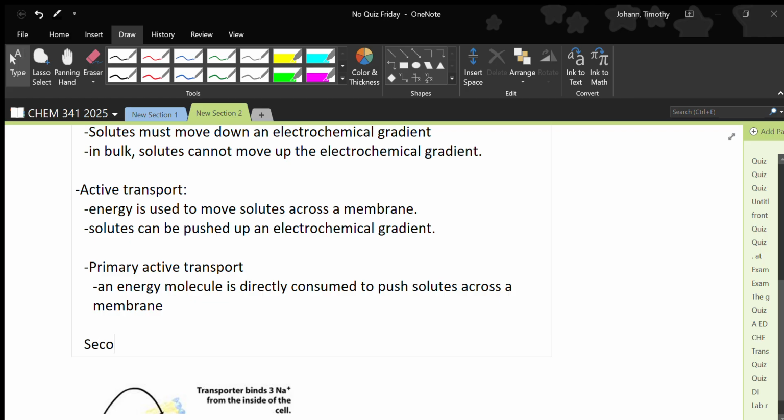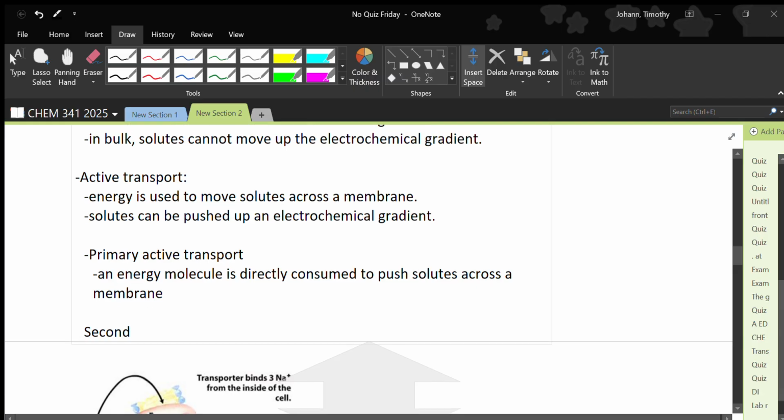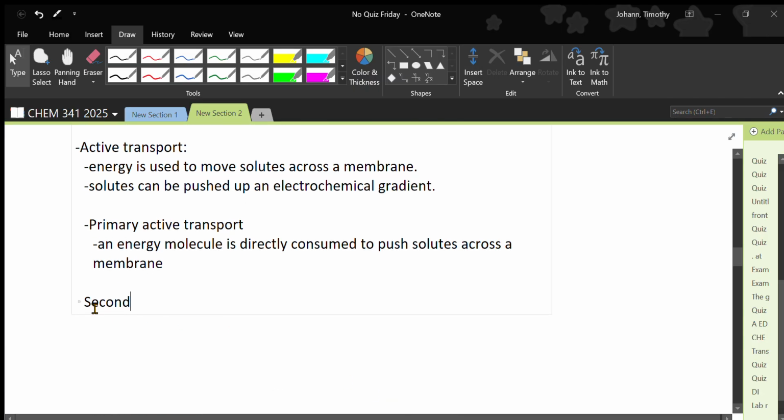In secondary active, so that would be like hydrolysis of ATP. It doesn't have to be. There are times that other types of molecules are used, certainly in various microbial systems, where they'll use all sorts of things depending on their environment.